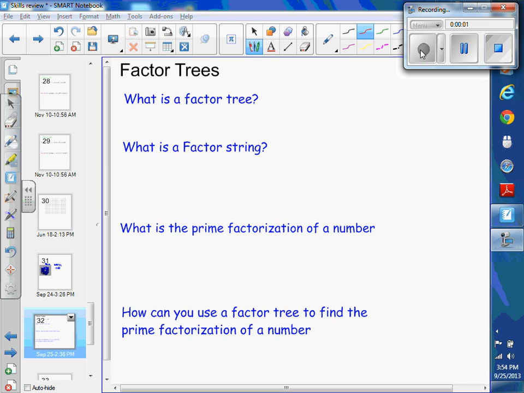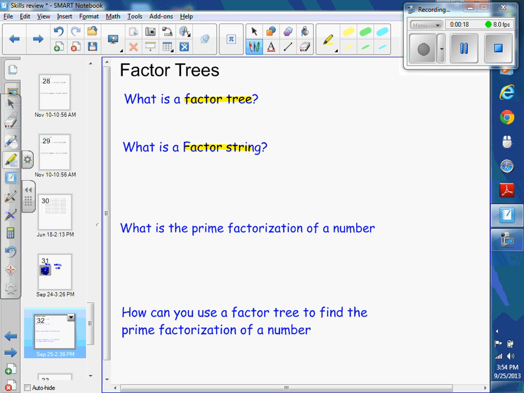This is a quick lesson on factor trees. You're going to need the skill of making a factor tree for the Primetime book in Unit 3. So as you can see here, we're going to do a few things. By the end of this lesson, you should know what a factor tree is.